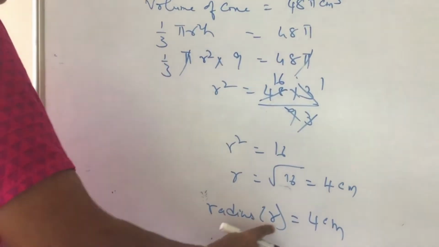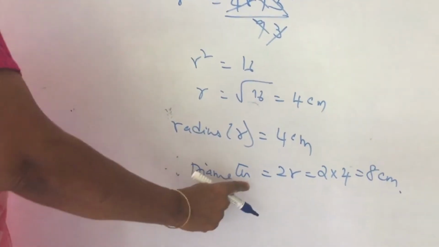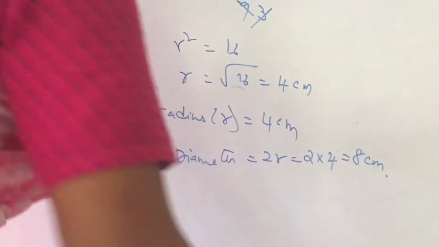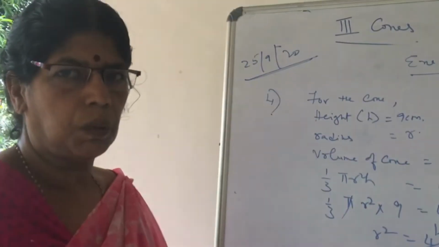Your question is find the diameter. Therefore, diameter is equal to 2r. 2 into 4, 8 centimeters.